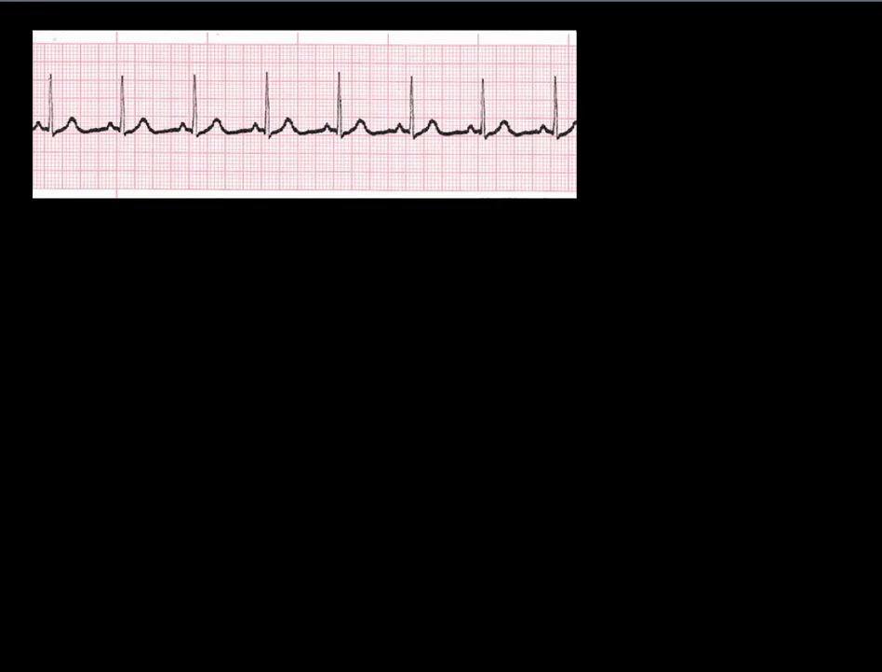Okay, so now we're going to go ahead and start looking at the rules of a sinus rhythm. This should be a review from class, but we're going to go through this and I'm going to give you quick reviews on here.